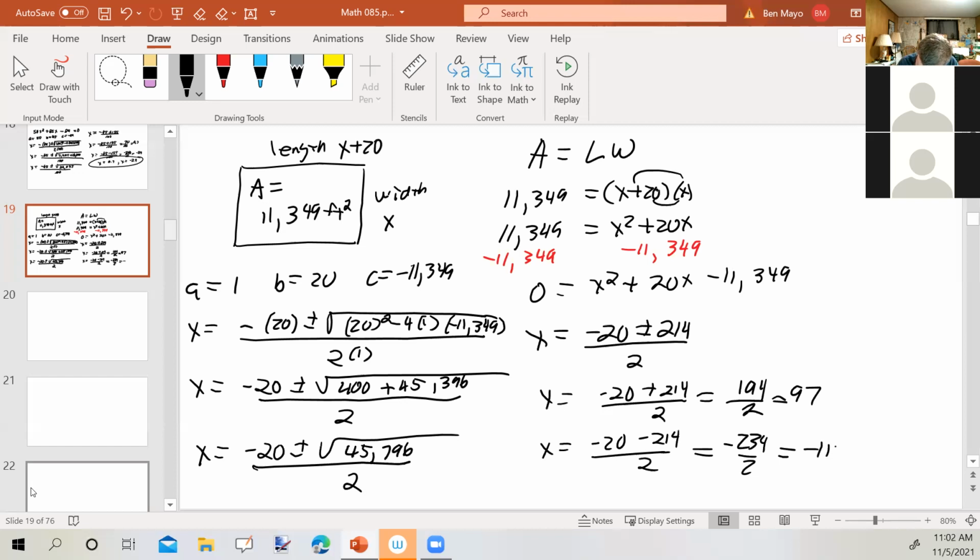which is negative 117. Now, again, x is a distance, in this case a width, so again the negative doesn't work. So if the width is 97 feet, the length would be 97 plus 20, which is 117 feet. And it says, find the dimensions. So the length is 117 feet, the width is 97 feet. How would you like to have that in your television room?